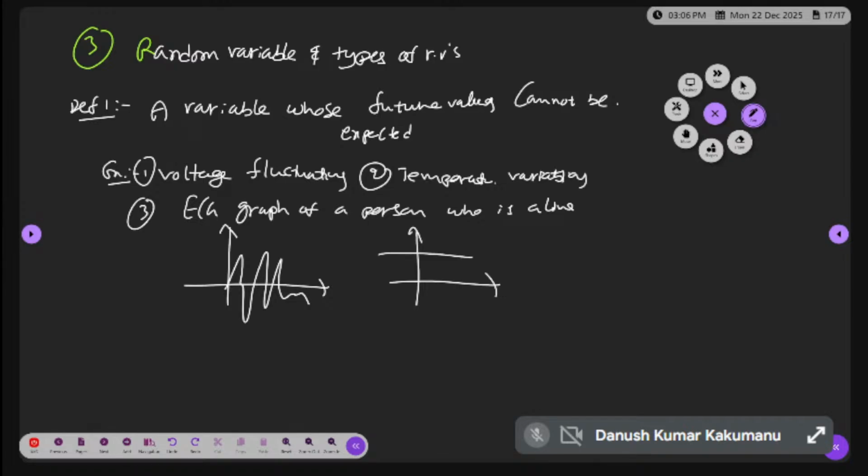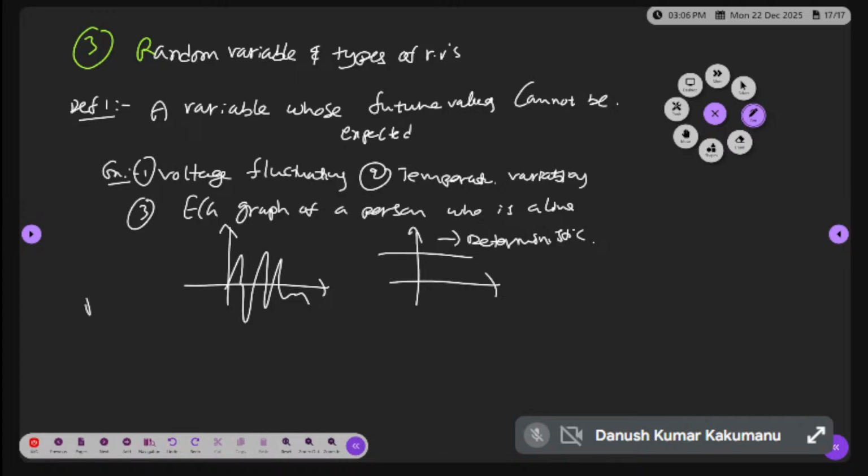So this represents a person dead. What is that graph, random or deterministic? Deterministic. So the ECG graph of a person who is alive is random. This is for the deterministic. Okay, that's the first definition of the random variable: whose future values cannot be expected.